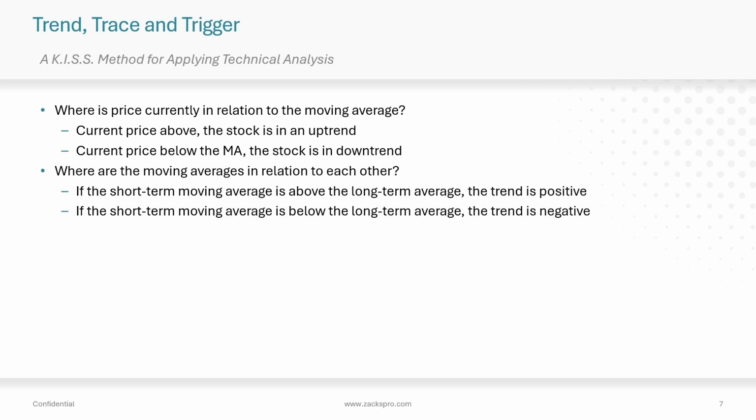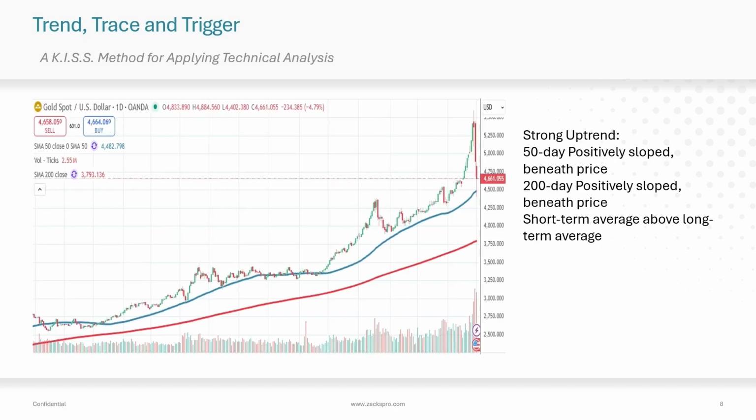Then where is the price in relation to the moving average? So if the current price is above that said moving average, then we are in an uptrend. If the current price is below, the stock is in a downtrend. And where are these moving averages in relation to each other? If the short term is above the long-term average, then now the trend is turning positive. If the short term is below the long term, then the trend is negative.